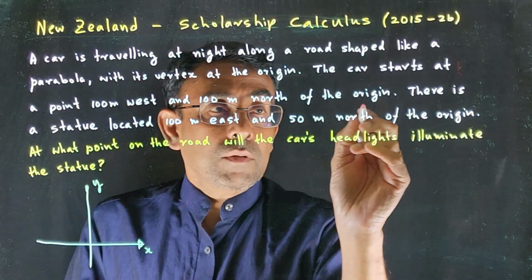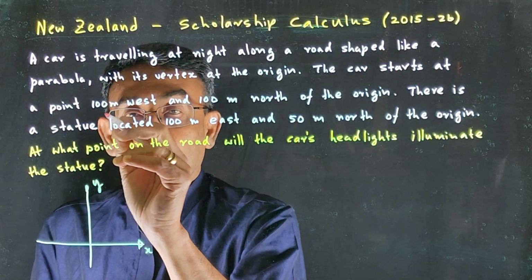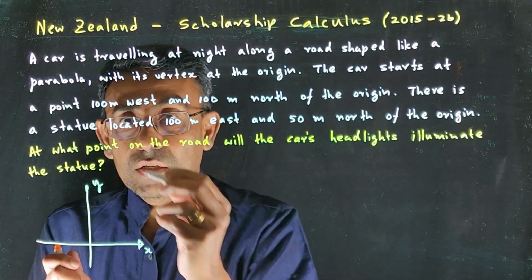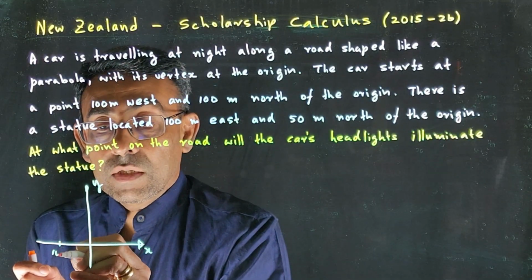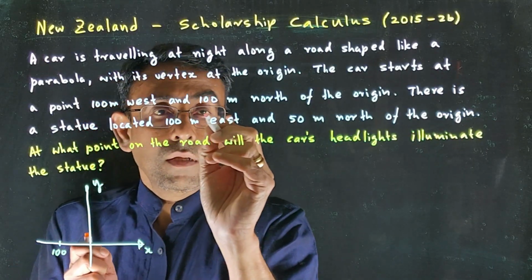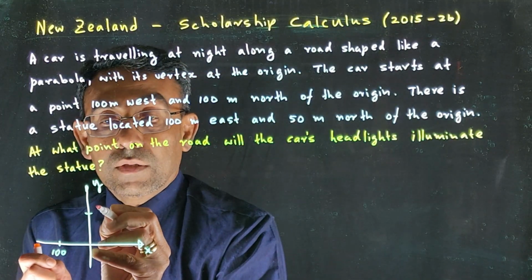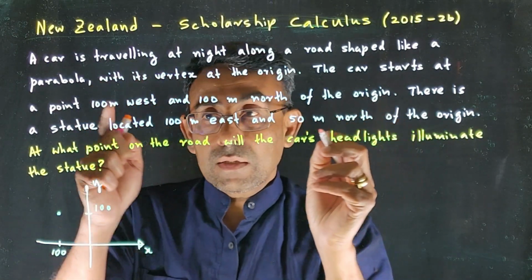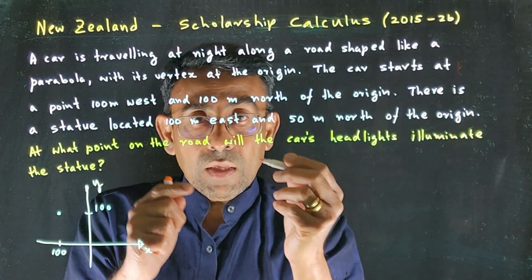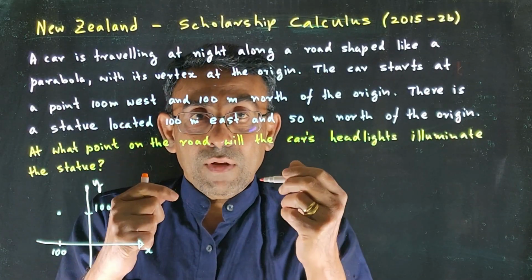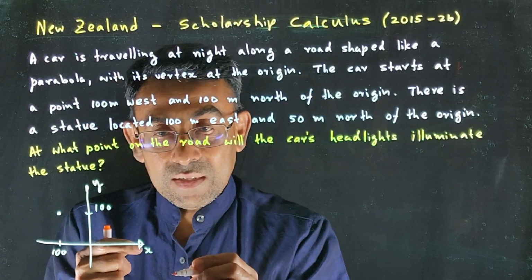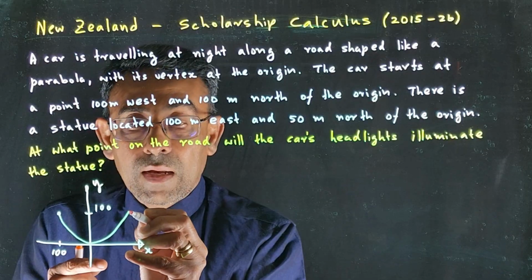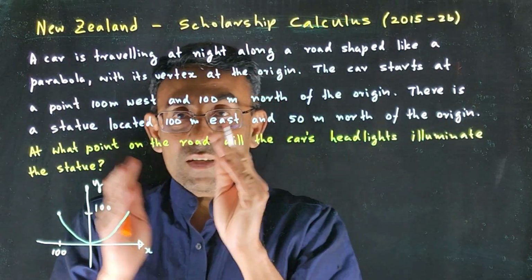The starting point is 100 meters west, if you take west, north, south, east, so 100 meters west and 100 meters north, that means up here. So the car starts at 100 meters west and 100 meters north, and it's going along a parabola. That means it's not a parabola like this, it's a parabola going like this. So first we need to visualize how the car is traveling.